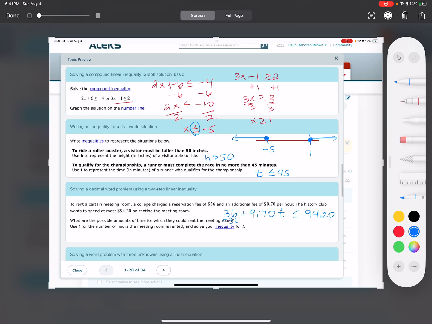You would subtract 36 from both sides. You get 9.70 T is less than or equal to 94.20 minus 36. Of course, 0 minus 6 I borrow, so 10 minus 6 is 4, then borrow from the 9 to an 8, and 14 minus 6 is 8, 8 minus 3 is 5, so 58.20. Then I'm going to divide both sides by $9.70. So we need 5820 divided by 970, and that is going to be our answer. And so anything less than or equal to that is going to be the answer. All right.